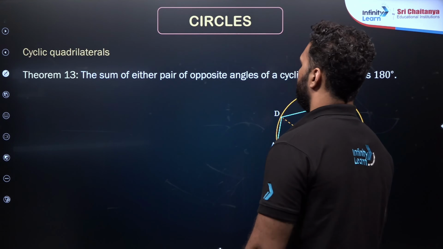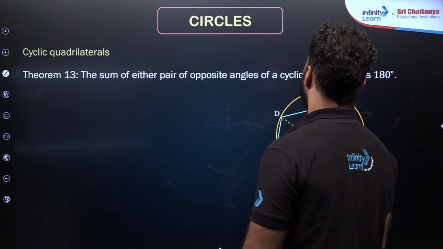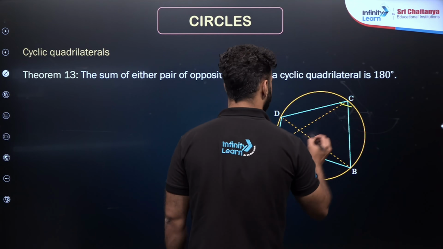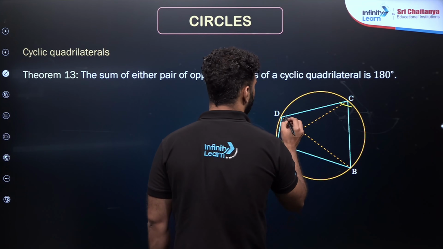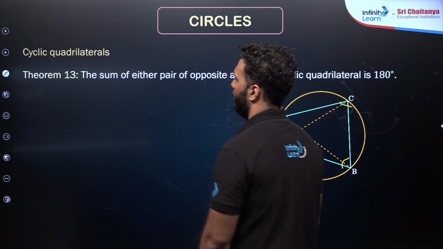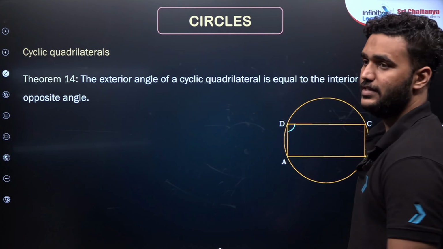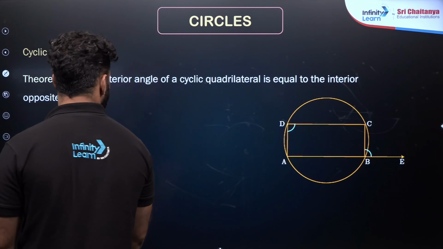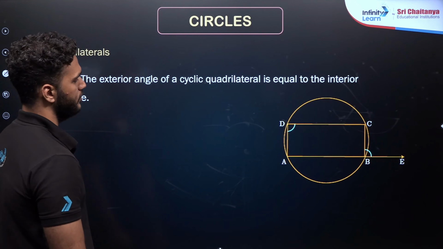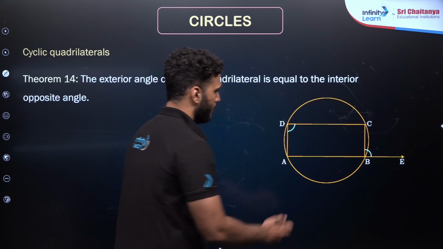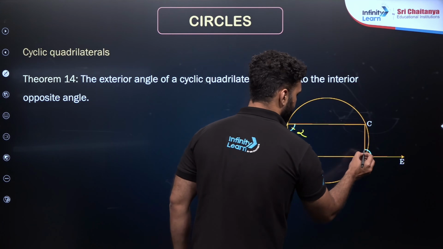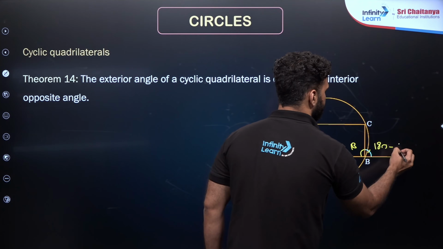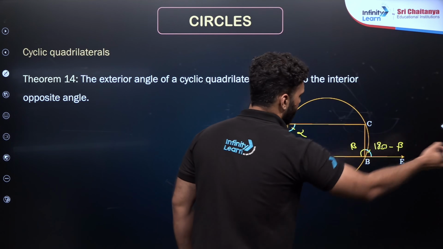For a cyclic quadrilateral, the sum of either pair of opposite angles is equal to 180. We have already proved that this angle and this angle sum to 180, and this and this sum to 180. Next, the exterior angle of a cyclic quadrilateral is equal to the interior opposite angle. How to prove it? Let's say this is alpha, this is beta, and this is 180 minus beta because of linear pair.